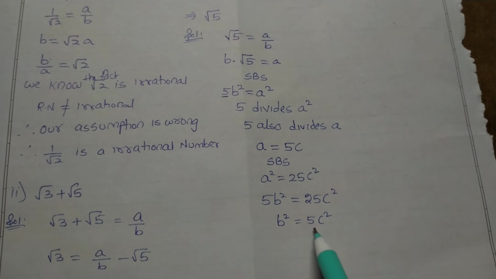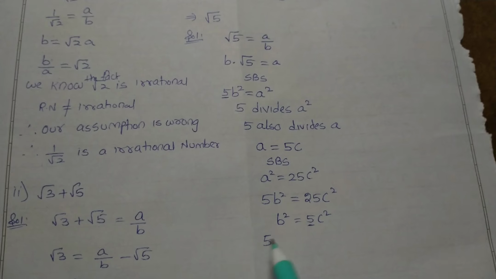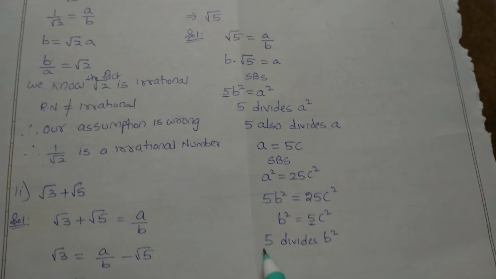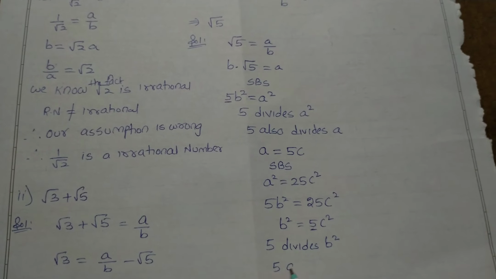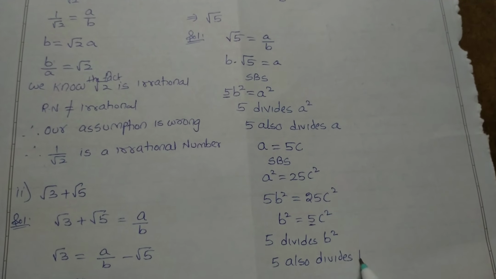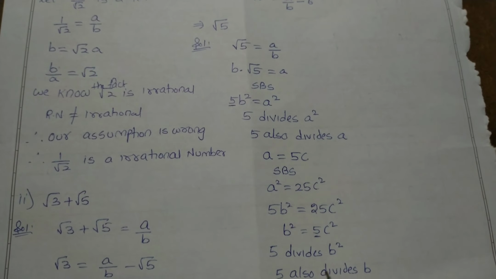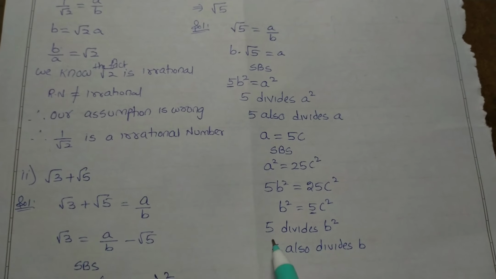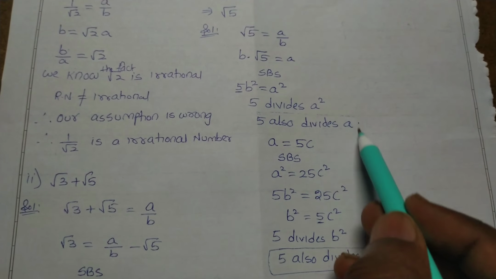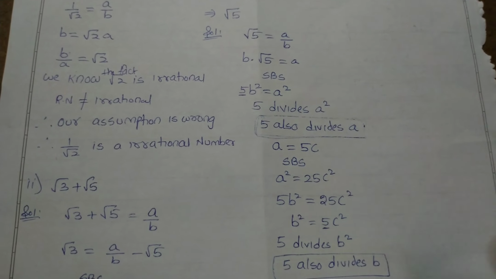From this relation, what did you come to know? That means 5 divides b square, right? If 5 divides b square, 5 also divides b, right? Now listen carefully: 5 divides b, and from this statement 5 also divides a, right?